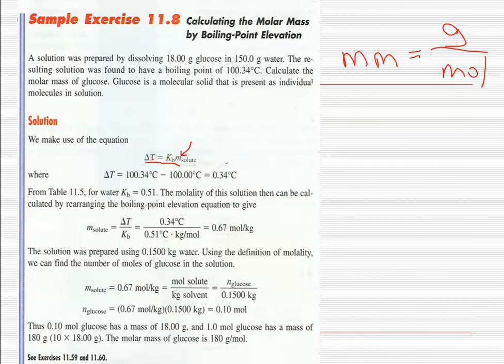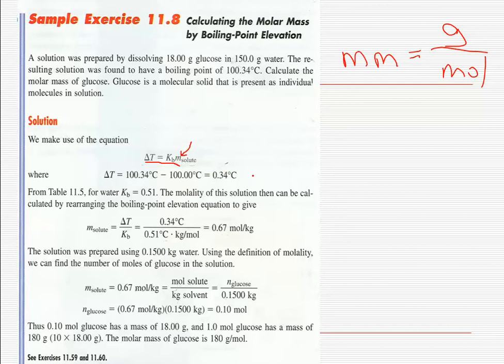Well, what do we have? We've got the change in temperature. This is not the change in temperature. This is the new boiling point. We know the original boiling point is 100, so we simply subtract the 100, and that gives us our change in boiling point. Now, this number right here, it would be called the boiling point elevation. This would be our new boiling point. This is the boiling point elevation.